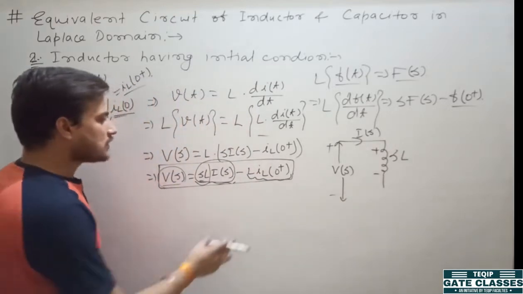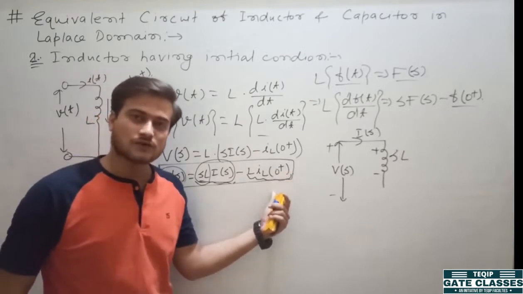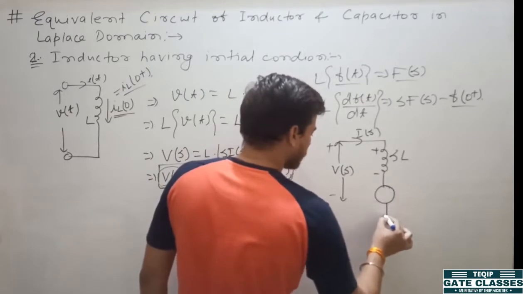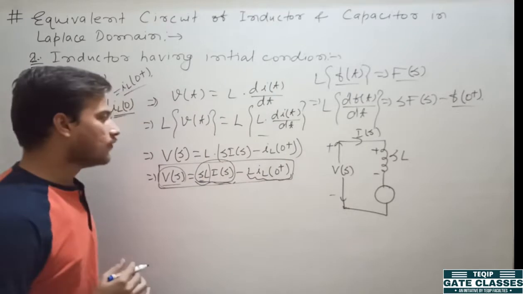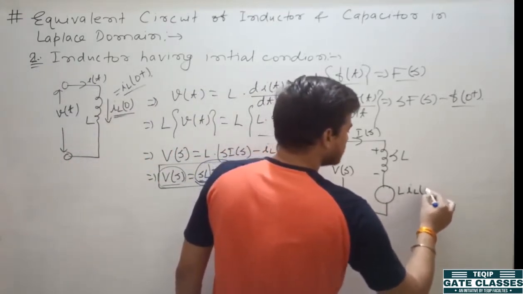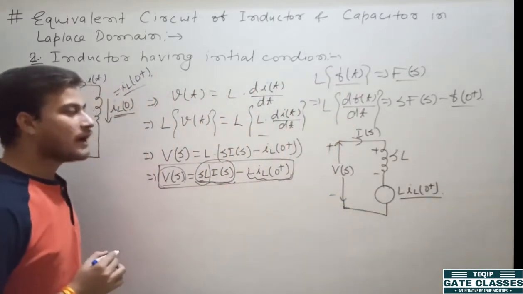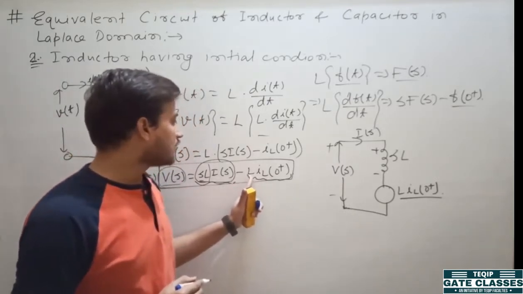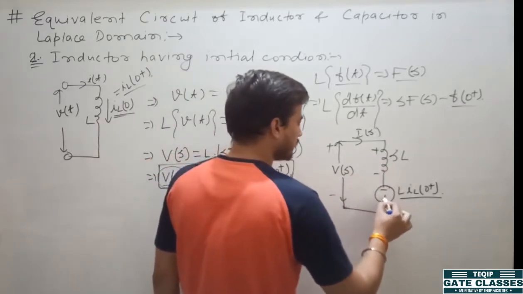Now we have to show this voltage drop. The voltage drop can only be shown by a voltage source. So we'll have to show one voltage source in the circuit. Now we'll complete the circuit. Now we have to write the value of the voltage source. Here the value of voltage source will be L into IL 0 plus. Now we have to write the direction of the voltage source. The direction will be minus plus.